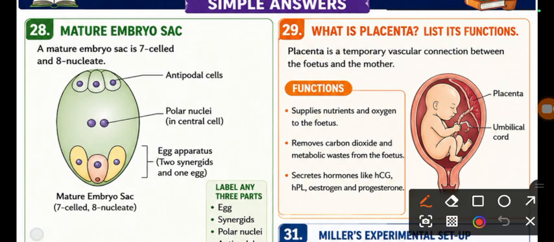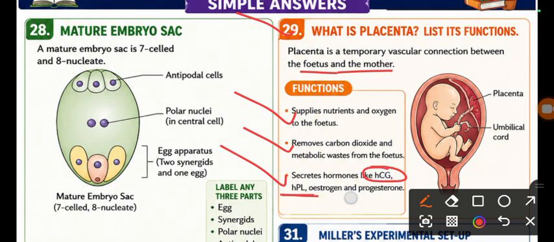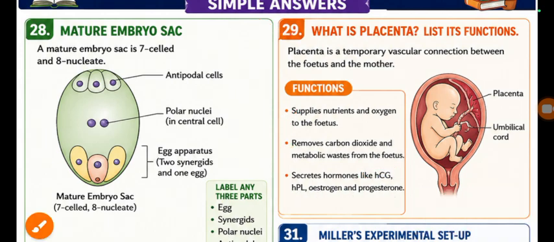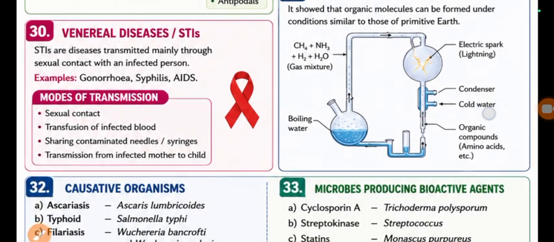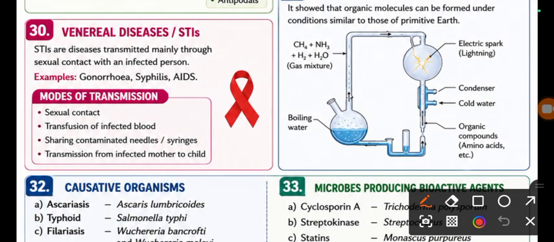Next, we have 29th question. What is placenta and its function? Placenta is a connection between fetus and the mother. It supplies oxygen and nutrients. It removes carbon dioxide and waste, and it secretes some hormones like human chorionic gonadotropin, human placental lactogen, estrogen, and progesterone. So remember, any two you can write. You'll get marks.